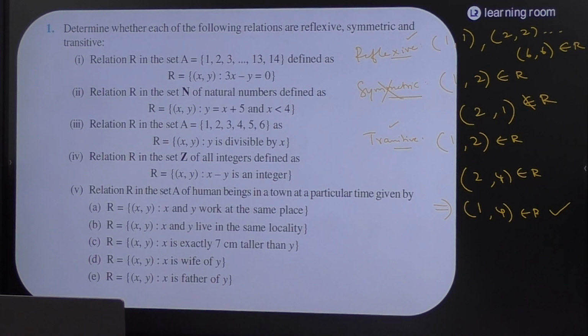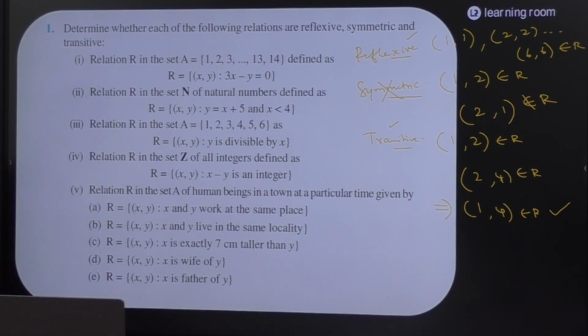The relation R on the set of all integers is defined as R equals x comma y such that x minus y is an integer. Meaning, how are you going to think? I'm concerned about the thought process. The answer is right, it's an equivalence relation. But how will you prove that?